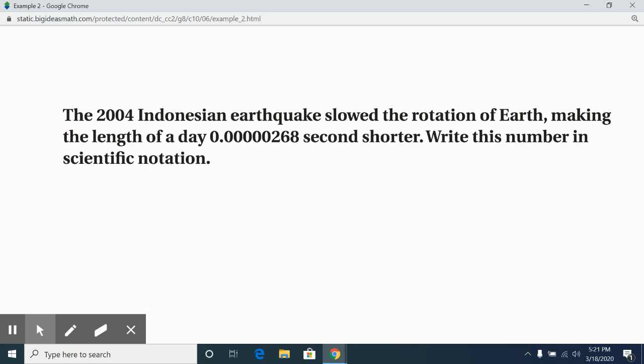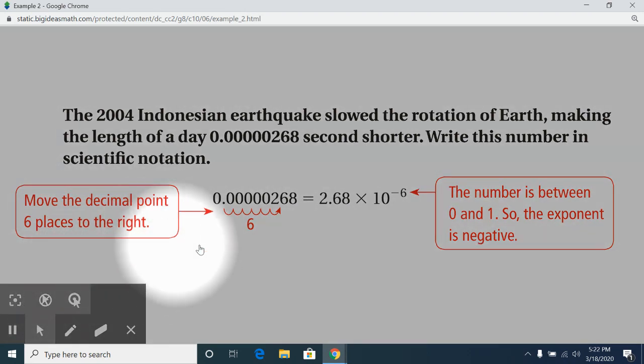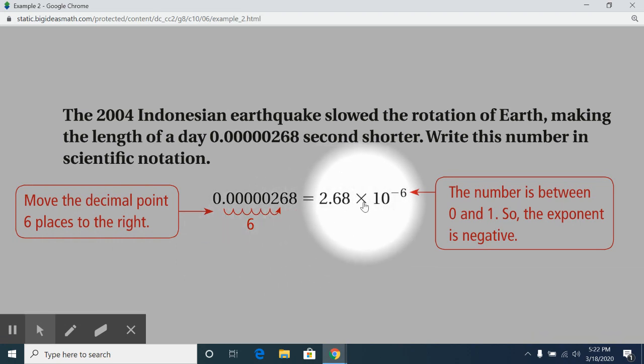So here's a context of where these numbers could be used in the real world. The 2004 Indonesian earthquake slowed the rotation of Earth, making the length of a day 0.0000268 seconds shorter. Write this number in scientific notation. All right, so here it is. Remember, I got to go here because it's great. That makes my number greater than 1 but less than 10. How many spaces did I move it? 6 spaces. Okay? Because it was going to represent a very small number, I'm using a -6 as my exponent.